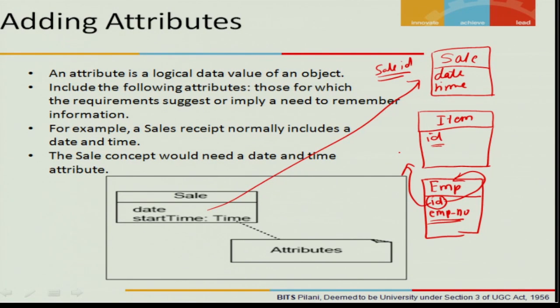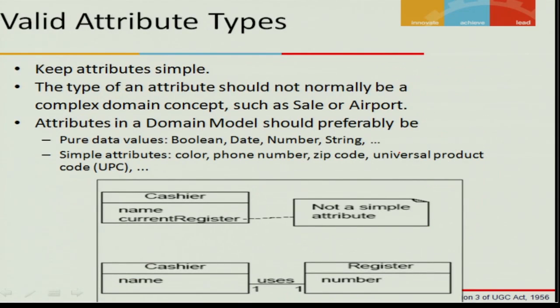Now the attributes should be simple in nature. Let us see which kind of attributes you should identify and which you should avoid. Whatever attributes you can see inside the system, simply those attributes you can add in the domain concept. You should not think like a programmer and add more and more attributes.